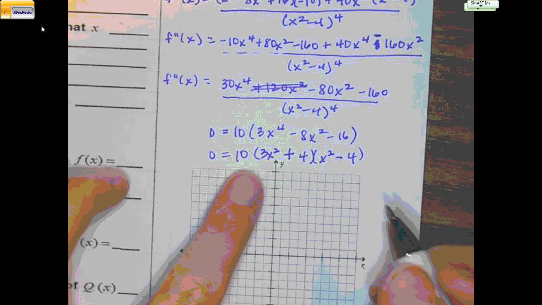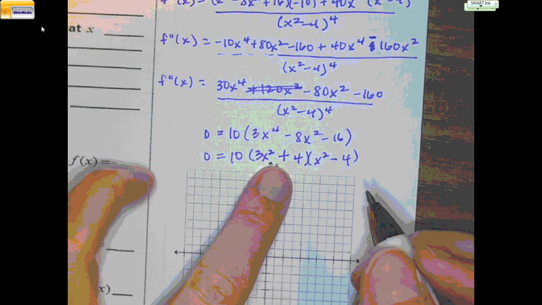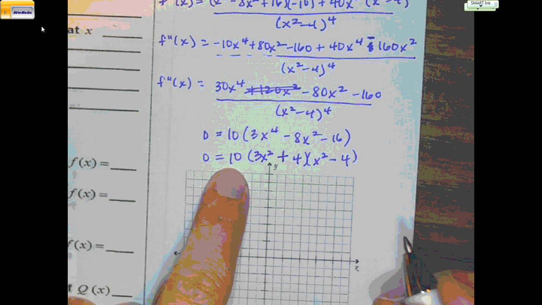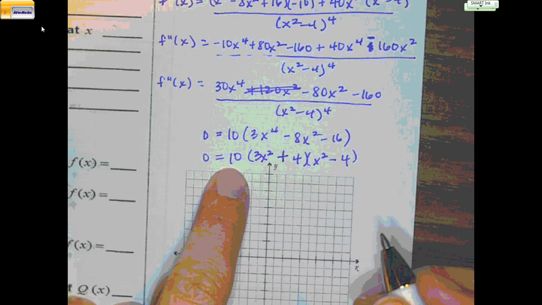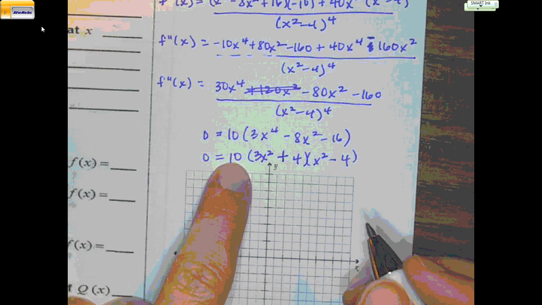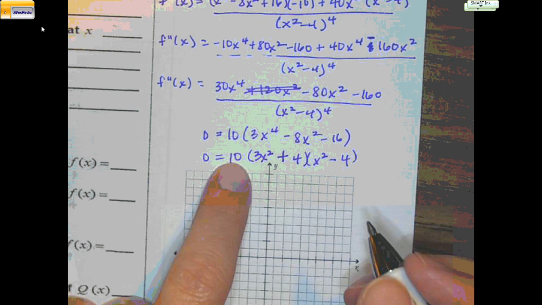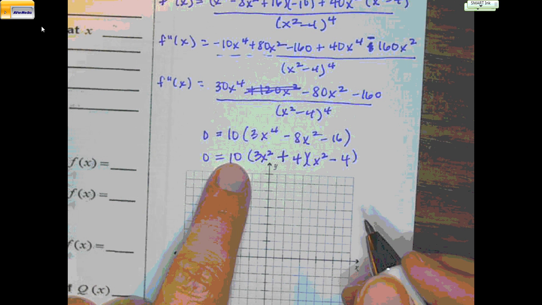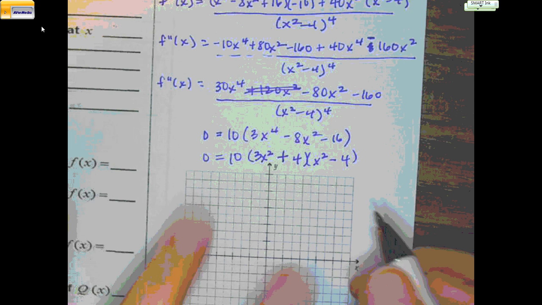So we set each factor equal to 0. This 10, and I know some of you guys tend to get confused when there's a coefficient or a constant in the front. It doesn't really affect where that x intercept is. It just makes the graph taller or skinnier or shorter. Do you know what I'm saying? It doesn't change it right and left. So we don't have to worry about that.